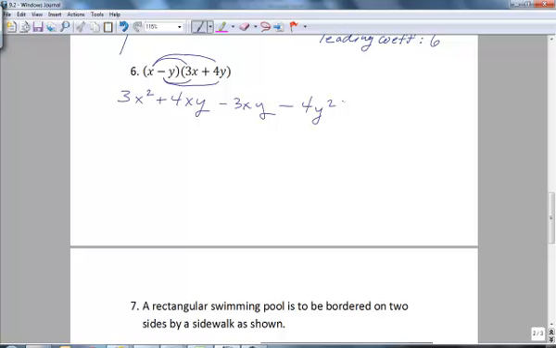Check your middle terms. Can those be combined? Are those like terms? Yes, they are. So we'll combine them by addition. A positive 4 and a negative 3 just makes a 1. And then we leave the variables and the exponents alone. And there's our final.